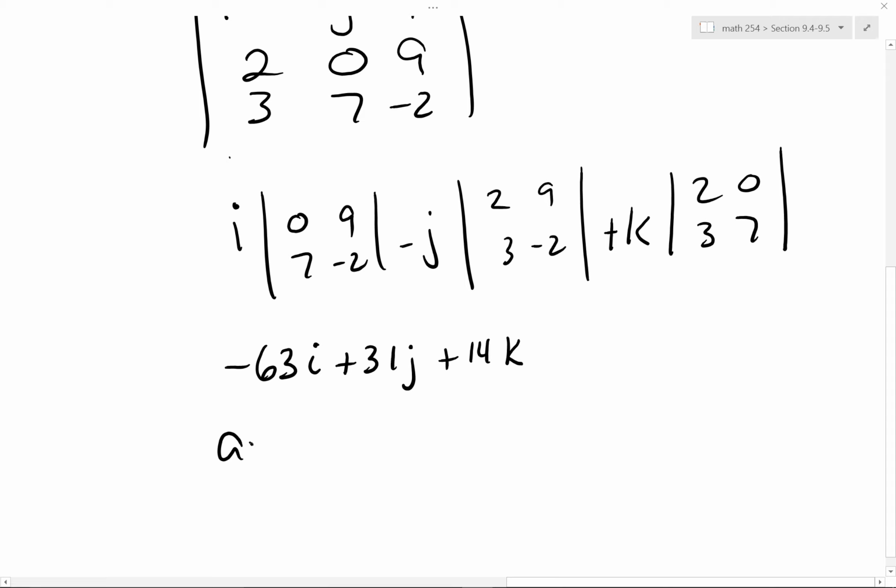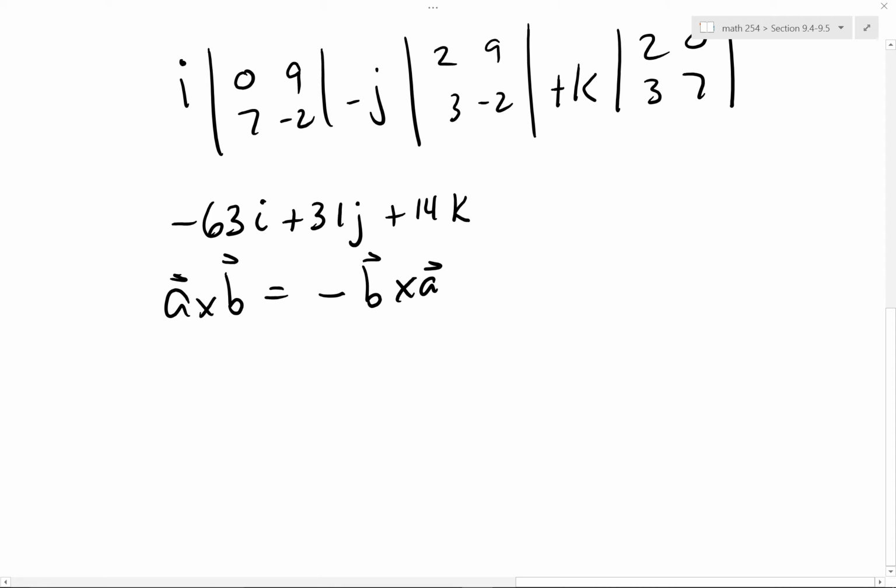Notice that A cross B is equal to negative B cross A. In other words, they're the same vector going in opposite directions. Same length, same everything, 180 degrees opposite directions is all we're saying. Okay?